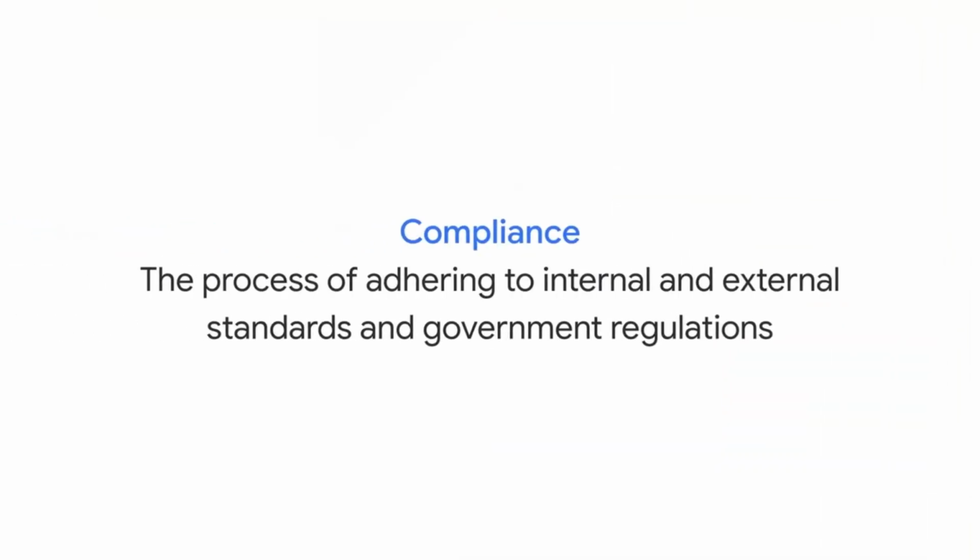While security protects an organization, compliance is the process of adhering to internal and external standards and government regulations. These can include the International Organization for Standardization, or ISO, the National Institute of Standards and Technology, known as NIST, or a federal law like the Health Insurance Portability and Accountability Act, or HIPAA. To be compliant, an organization must provide evidence that they are following the stated objective, like one of the standards, rules, regulations, or laws that apply to their business.